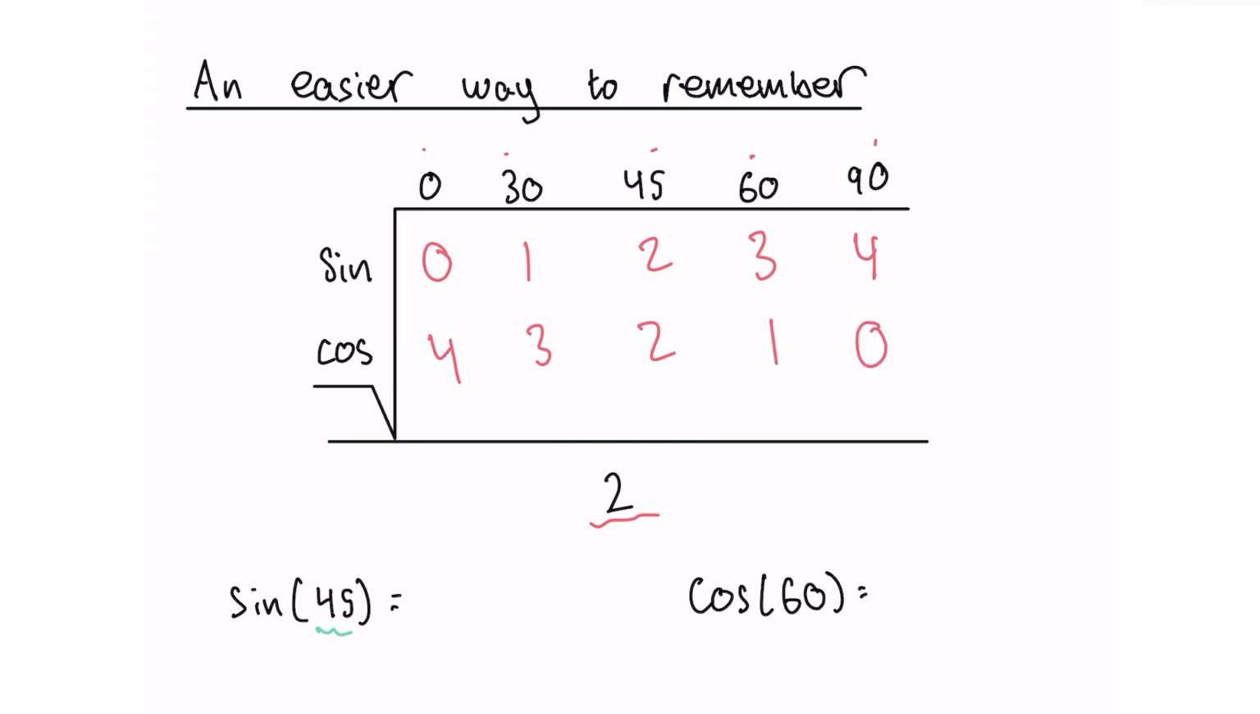So now, sine 45 corresponds to 2. Because of the shape of the table, you square root it and then divide it by 2. So sine 45 is the square root of 2 divided by 2. Similarly, cos 60 corresponds to 1. So it's the square root of 1 divided by 2, which is a half. This is an easier way to remember values for sine and cos. But for tan, it's just best to remember those 4 values.